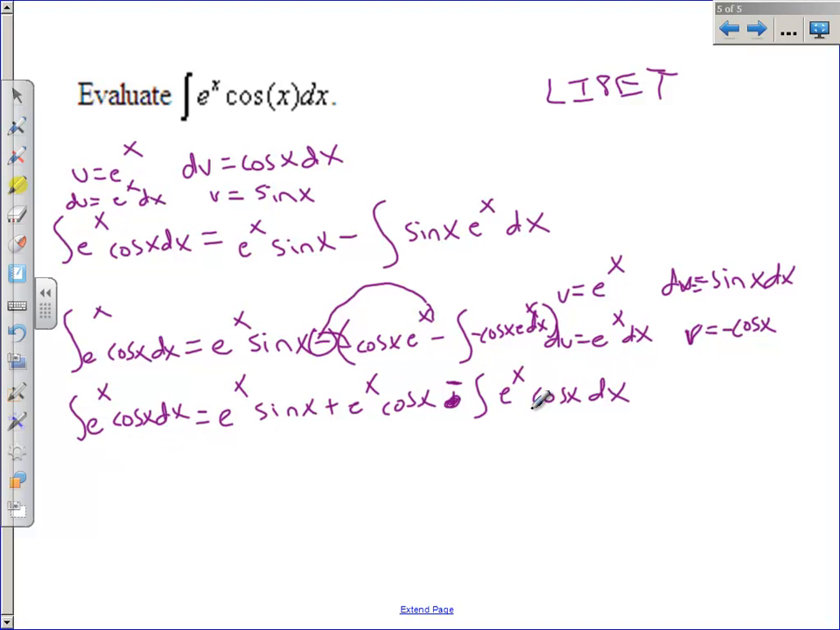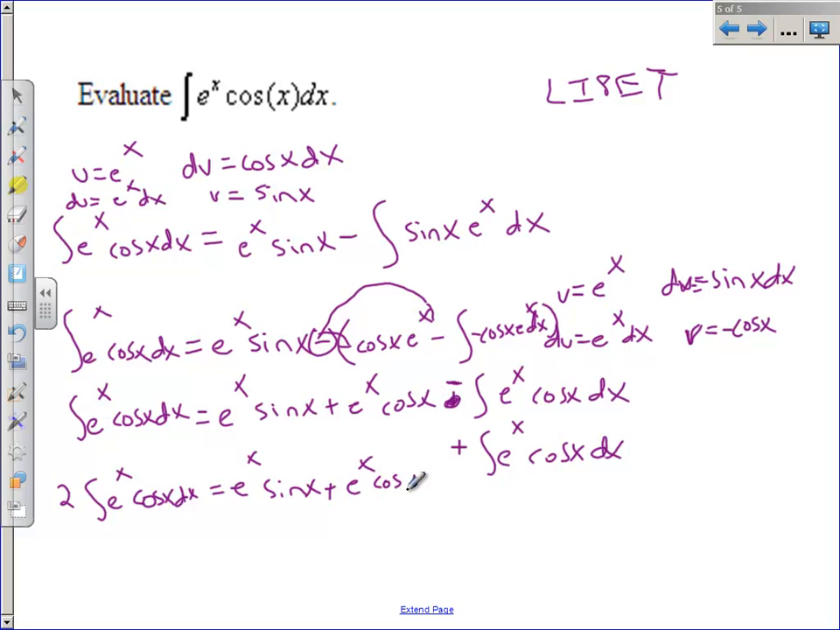This is a true statement, which means that I can add and subtract on both sides. So I'm going to add this integral to both sides. If I add the integral of e to the x cosine x to both sides, I'm going to get 2 times the integral of e to the x cosine x dx equals e to the x sine x plus e to the x cosine x. So if 2 of those is equal to that, my answer is all of this divided by 2. Oh, plus c.